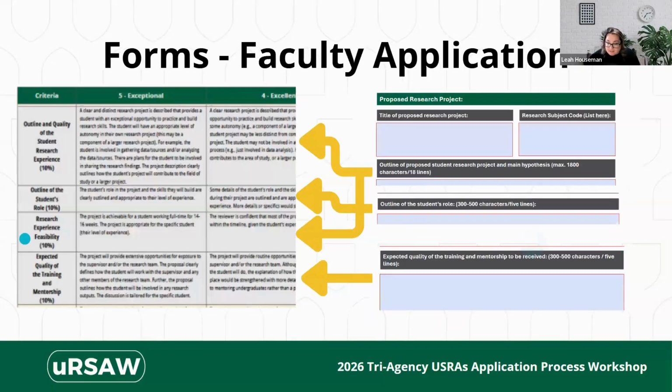For the faculty form, we can see how the answers to these questions also map onto the rubric. There are also some questions that factor into multiple criteria for the faculty form. So for example, the outline of the student research project factors into the outline and quality of student research experience and the research experience feasibility categories on that rubric. So again, you want to take a good look at it and use this to help you plan and map out how you will write your application.